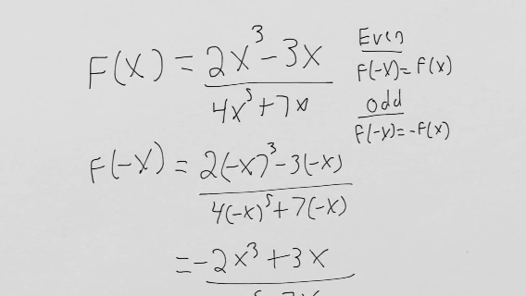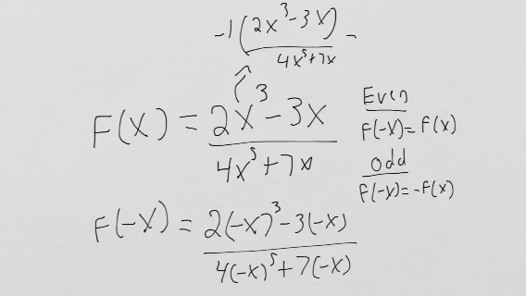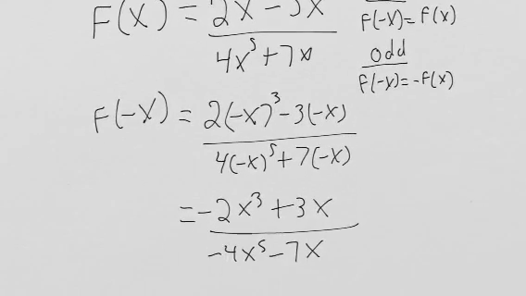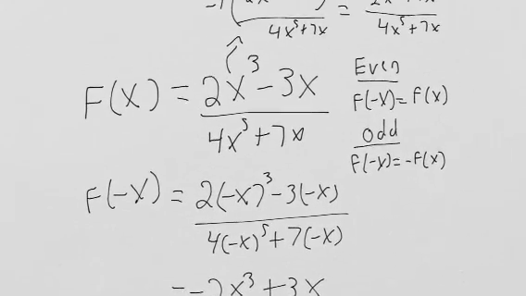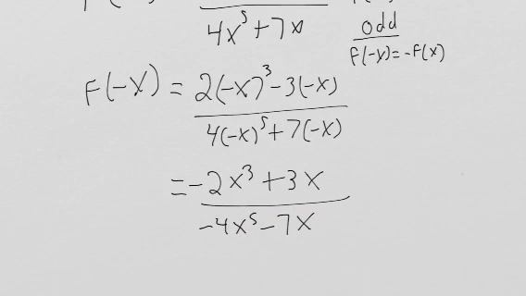At first glance, it looks like this could be odd because our signs have changed. But in this case, it's not odd, because if it were odd, the negative of this output is negative 1 times 2x cubed minus 3x over 4x to the fifth plus 7x, which equals negative 2x cubed plus 3x over 4x to the fifth plus 7x. This is the negative of the output, which is not the same as what we got. The negative of the output still has a 4x to the fifth plus 7x on the bottom, and we have a negative 4x to the fifth minus 7x on the bottom.